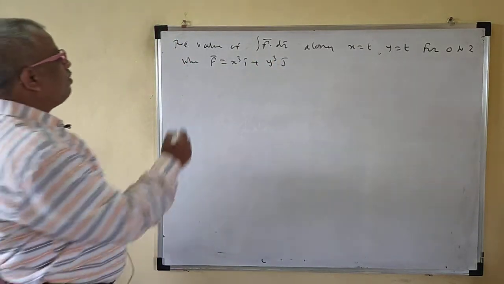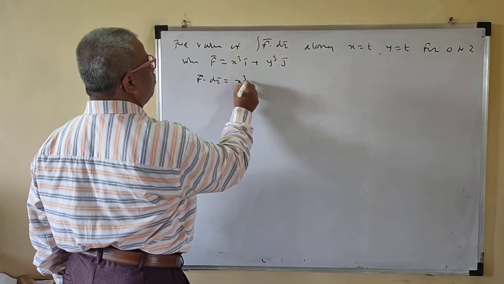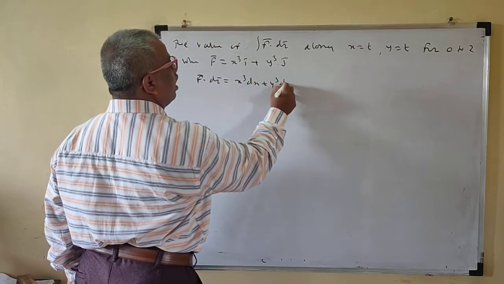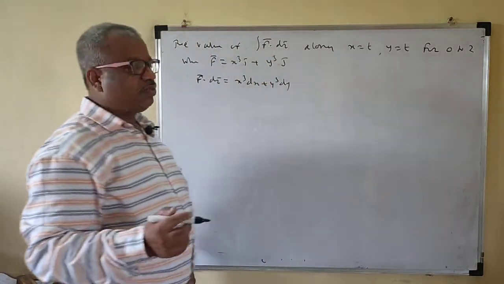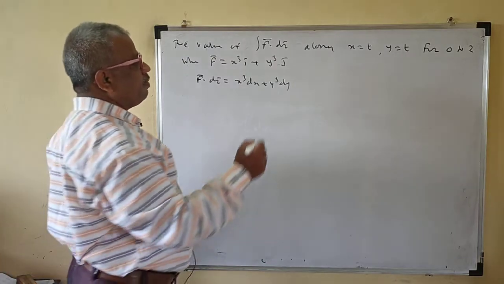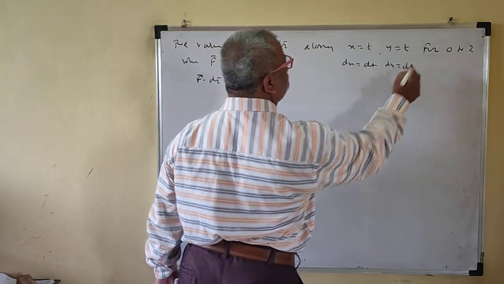Okay. So what is f bar dot dr bar? We'll directly do this. F bar dot dr bar is x cube dx plus y cube dy. Now your x is t, y is t. That means dx is same as dt, dy is same as dt.